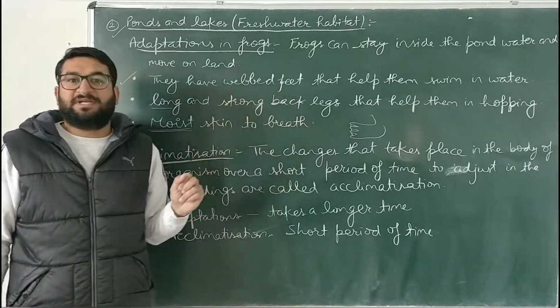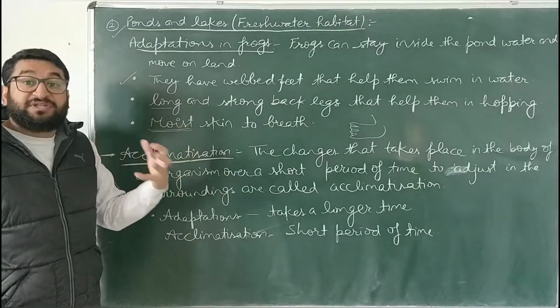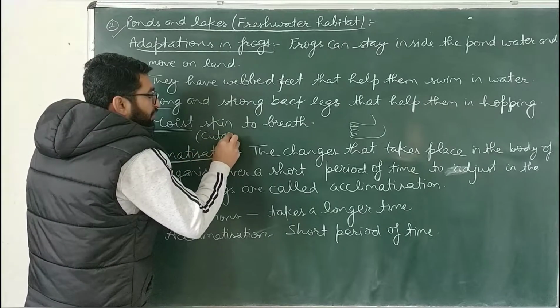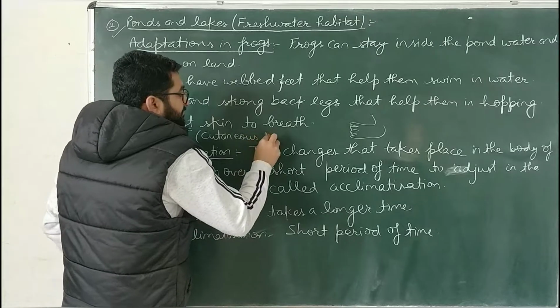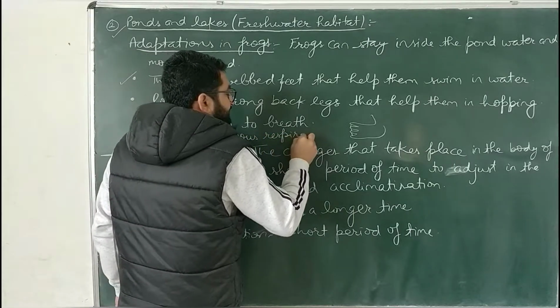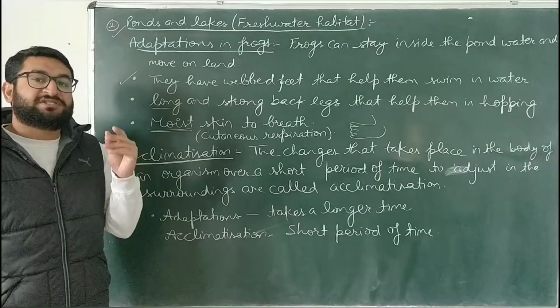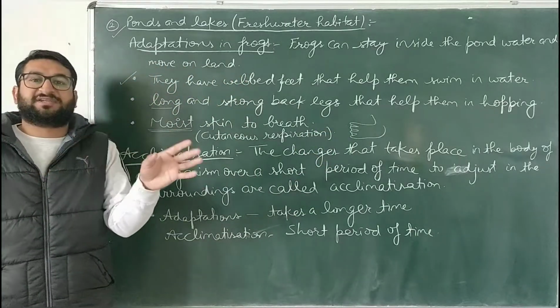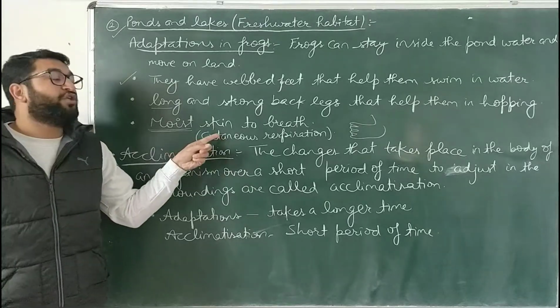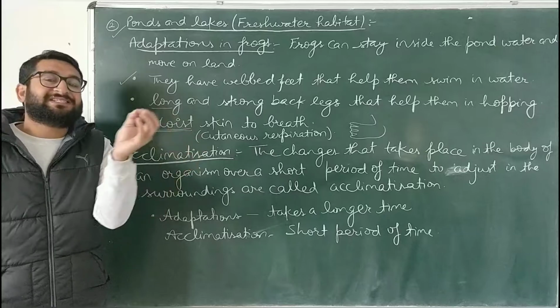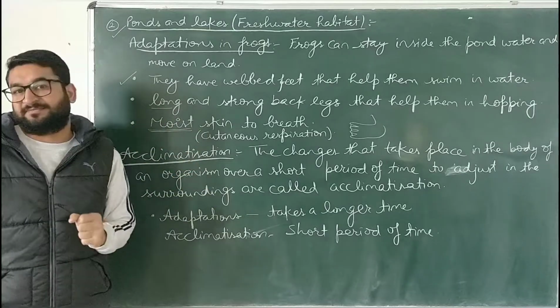Next, they have moist and slimy skin to breathe when they live in water. This breathing, the respiration which occurs through skin, is known as cutaneous respiration. अर्थवॉर्म भी बच्चे अपनी मॉइस्ट स्किन से ब्रीथ कर सकता है, एक्सचेंज ऑफ गैसेस कर सकता है. Likewise, frog can also do the same. They have moist skin so that gaseous exchange can take place.